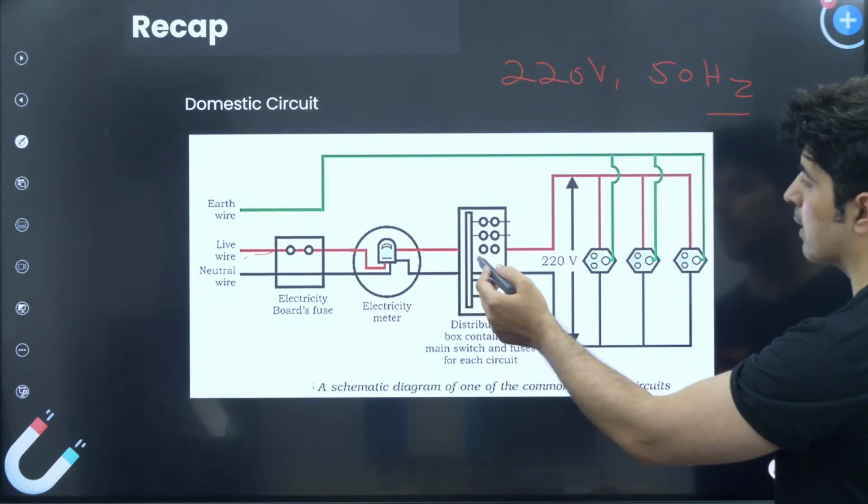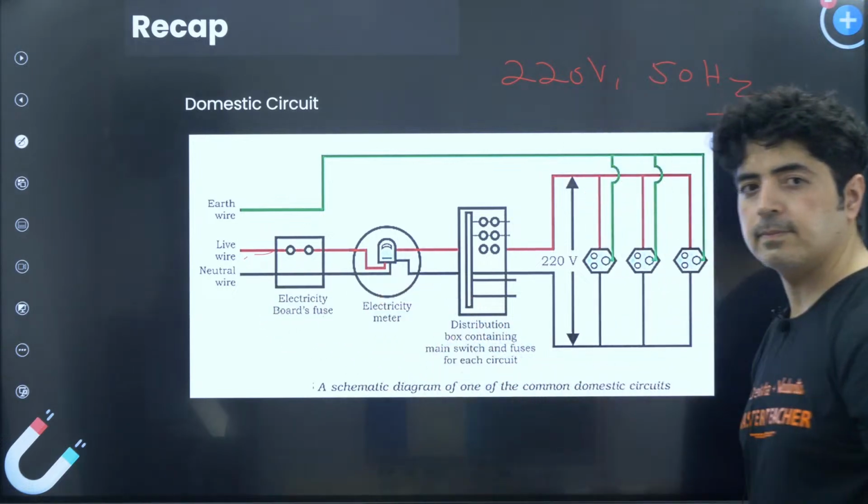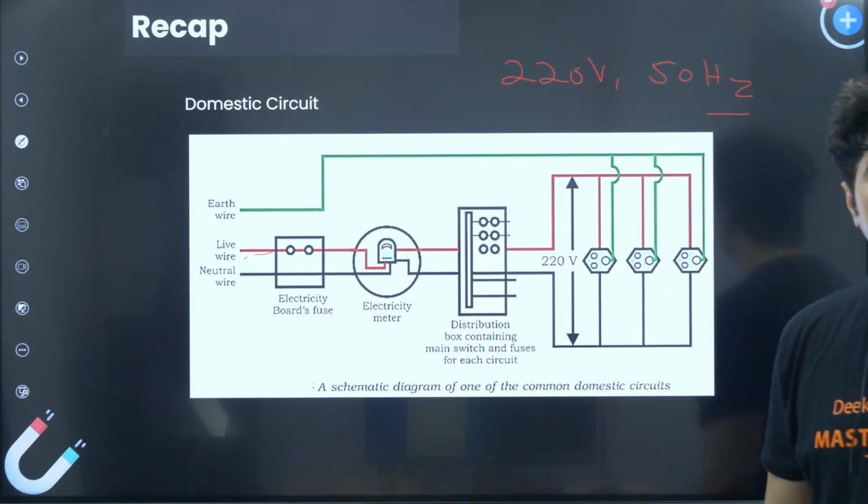Now, as we go further, you can see the live wire is there. Now, there is one neutral wire. What is the purpose of the neutral wire?